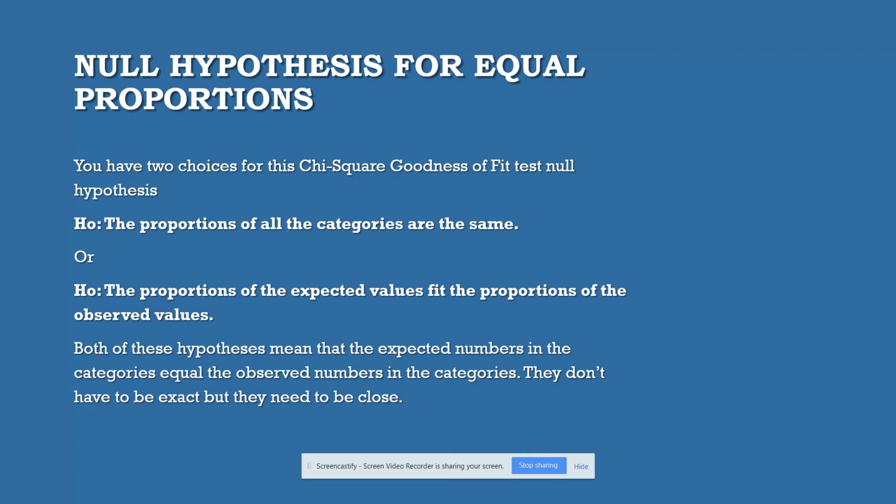I could also write it as the proportion of the expected values fit the proportion of the observed values. These are the exact same. That's what that means. There's no difference.